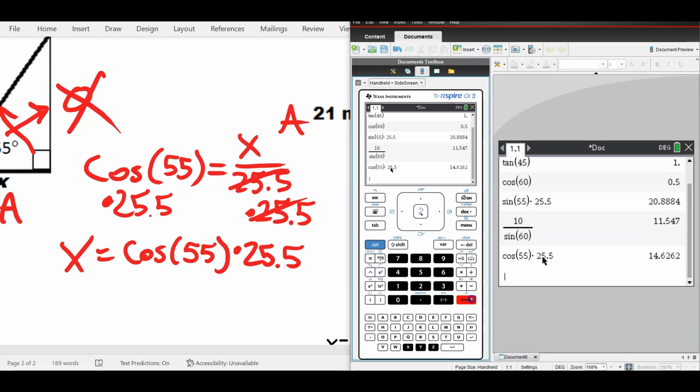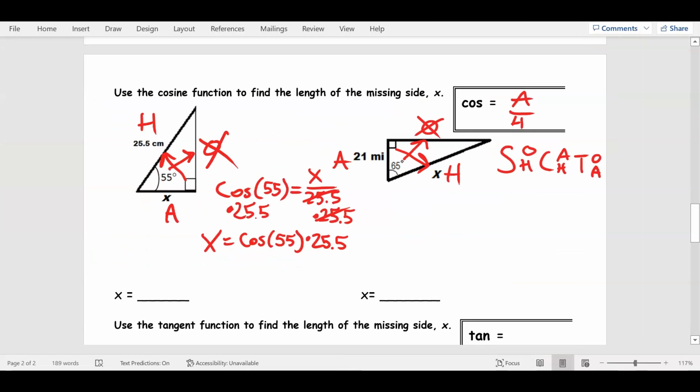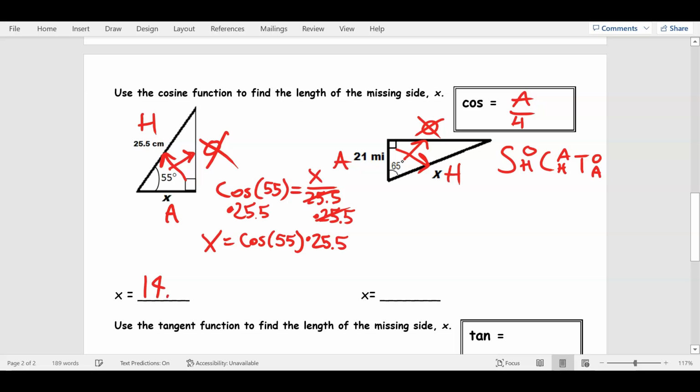I get 14.626. Now, does that third digit, this 6 right here, make it round up or stay the same? So 5 and greater makes it round up. So 6 is greater than 5, so it'll be rounding up. So 14.63, okay? What are my units of measure? Centimeters, thank you very much.